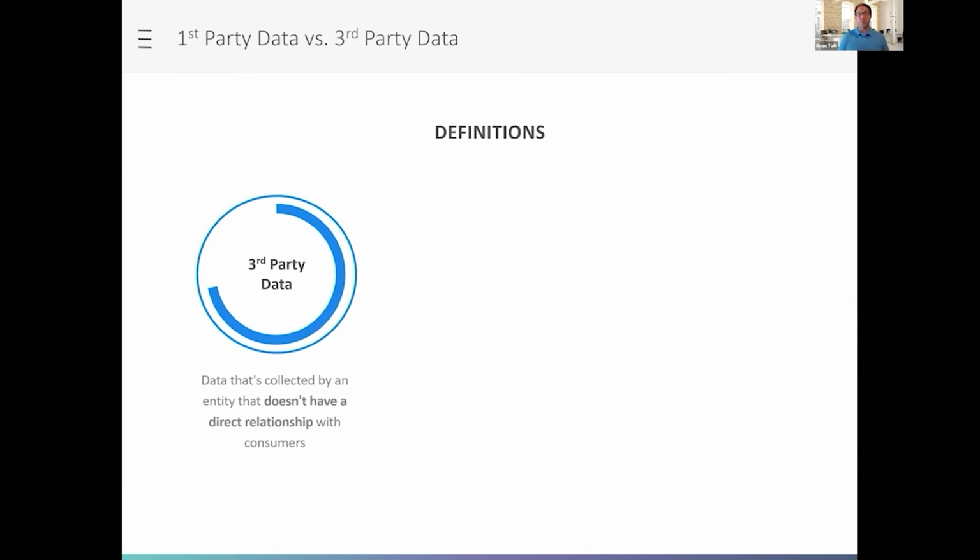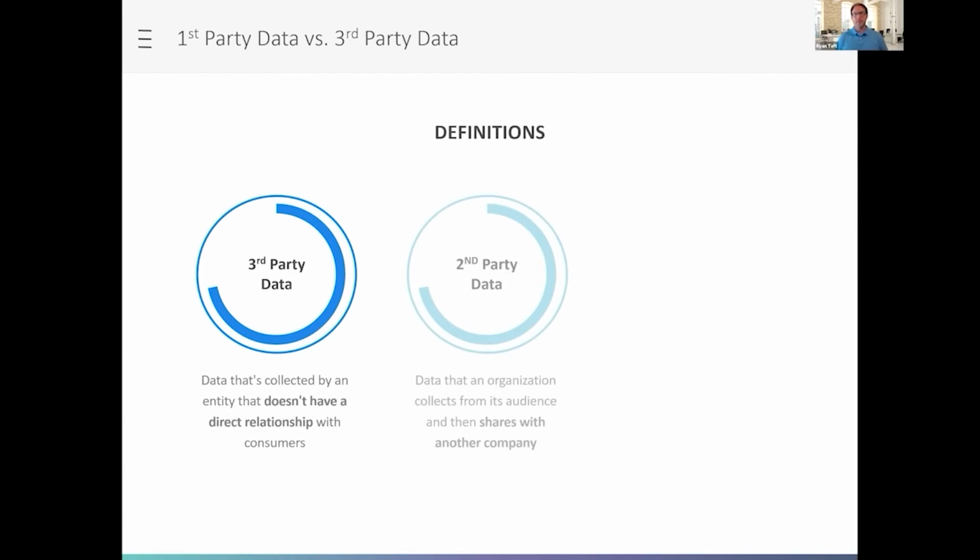And so the net result of this is that we need to find other types of data that we can use to deliver those personalized experiences to our audiences. And that's why, from here on out, brands need to make a really serious investment in collecting their own first-party data. So let's continue with the definitions.